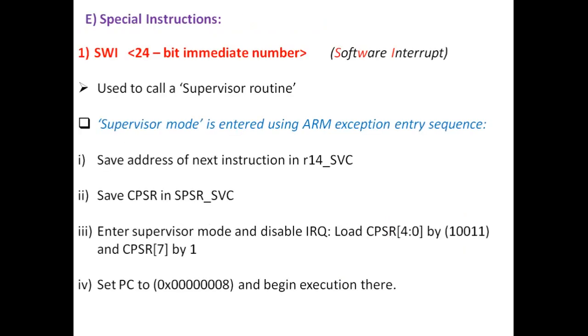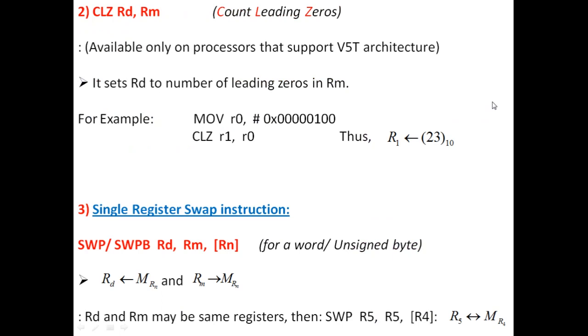So that is the software interrupt instruction. Okay, next instruction is count leading zeros, CLZ RD comma RM. Count leading zeros. This instruction is available only on the processors that support V5T architecture. That means only in the recent ARM architectures this instruction is available.